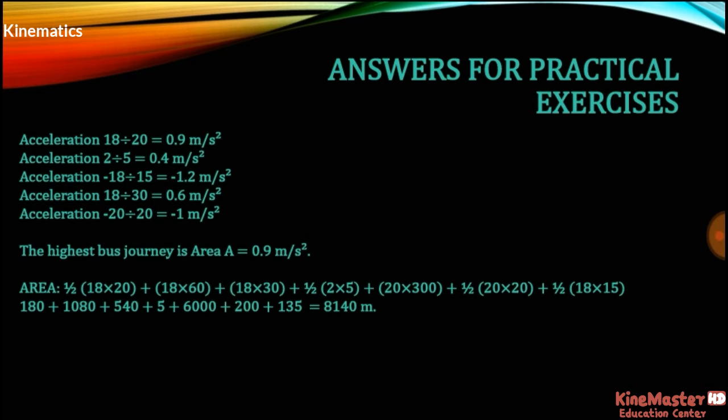Now let's calculate all the area here. 1 over 2 times 18 times 20, plus 18 times 60, plus 18 times 30, plus half of 2 times 5, plus 20 times 300, plus half of 20 times 20, plus half of 18 times 15, which must be 180 plus 1080 plus 540 plus 5 plus 6000 plus 200 plus 135, which is equal to 8140.